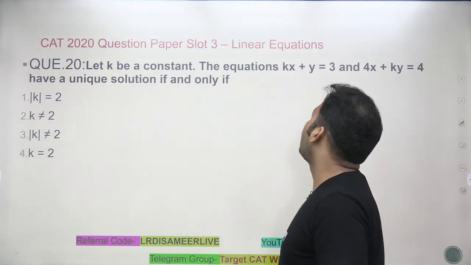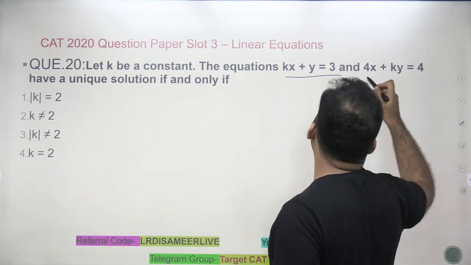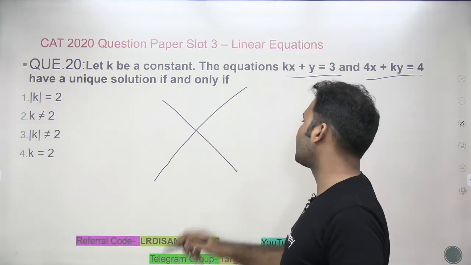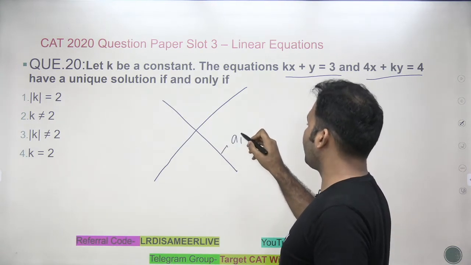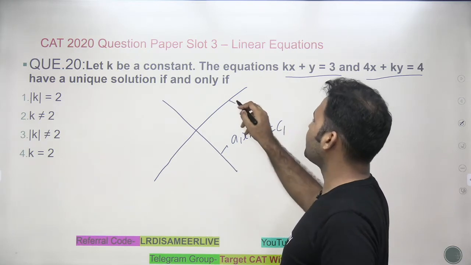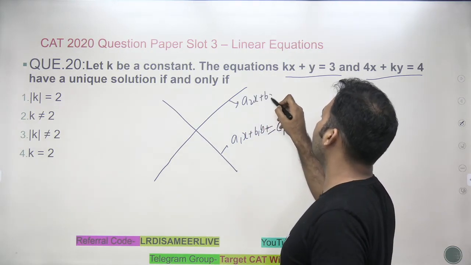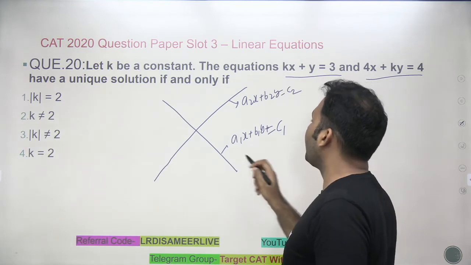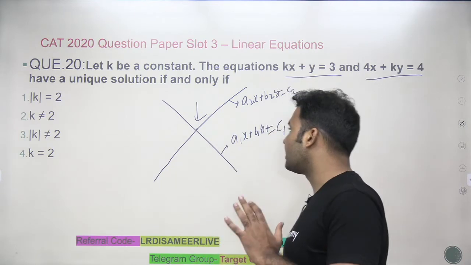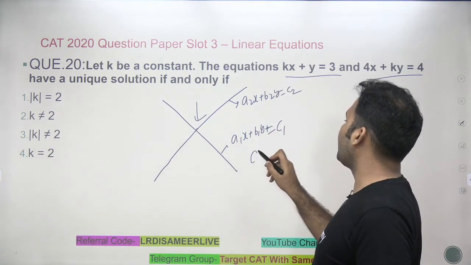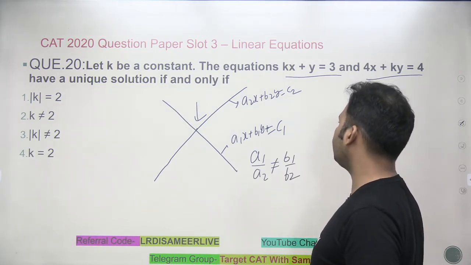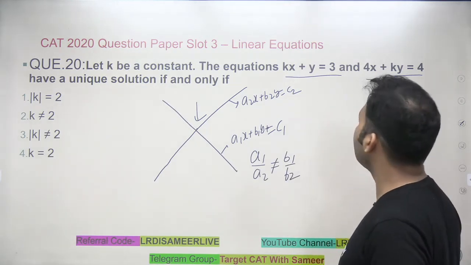Let k be a constant, the equation kx plus y is equal to 3 and 4x plus ky is equal to 4 have a unique solution. We know that two linear equations, if this is a1x plus b1y is equal to c1, and this is another line a2x plus b2y is equal to c2, now they will have a unique solution. That means both of these two lines will intersect at one point. For that, the condition is a1 upon a2 should not be equal to b1 upon b2. That's a basic condition to have a unique solution.